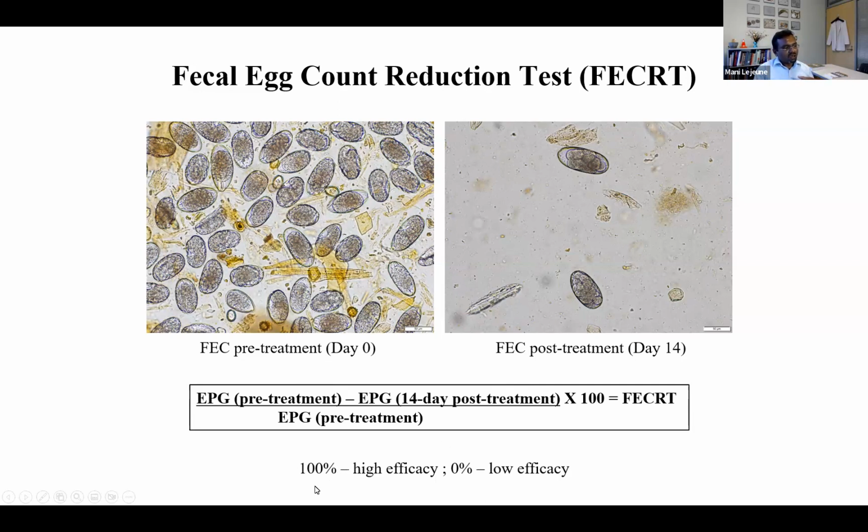If a 100% reduction is seen, then we know the drug is highly efficacious, and if there is 0%, then obviously it's low efficacy. In our lab, we offer this fecal egg count reduction test for day 0. People just submit it as a float test, and we charge $25. If you submit a corresponding sample on day 14, it's just charged $5. So altogether, for a fecal egg count reduction test, you are paying $30, and you get to know the percent reduction for the drug that you are administering.